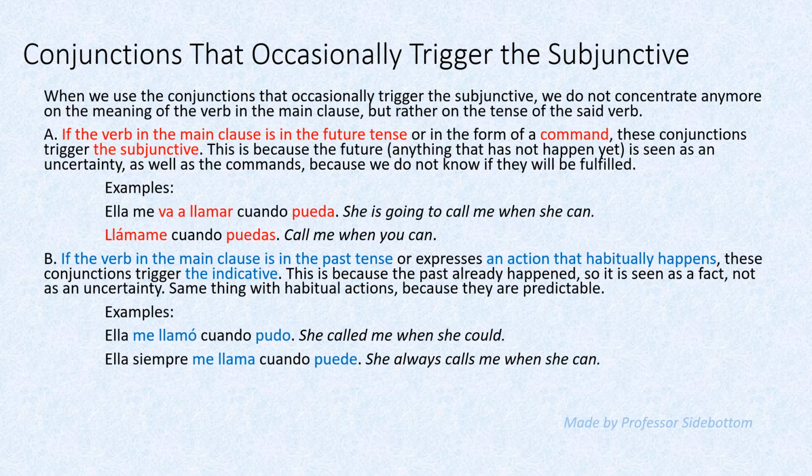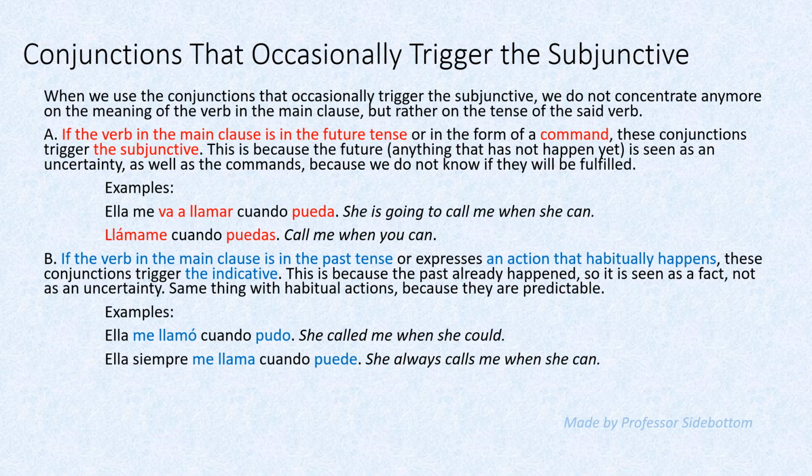Now, if the verb in the main clause is in the past tense or expresses an action that habitually happens, these conjunctions trigger the indicative. This is because the past already happened, so it is seen as a fact, not as an uncertainty. Same thing with habitual actions because they're predictable. And here are two examples.